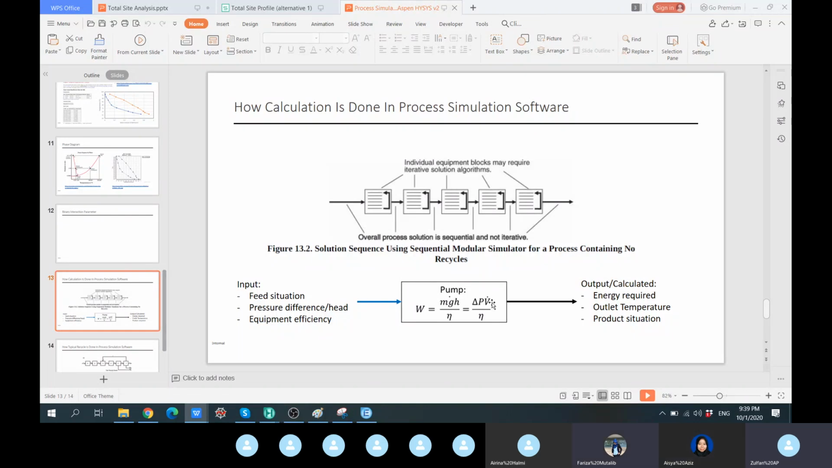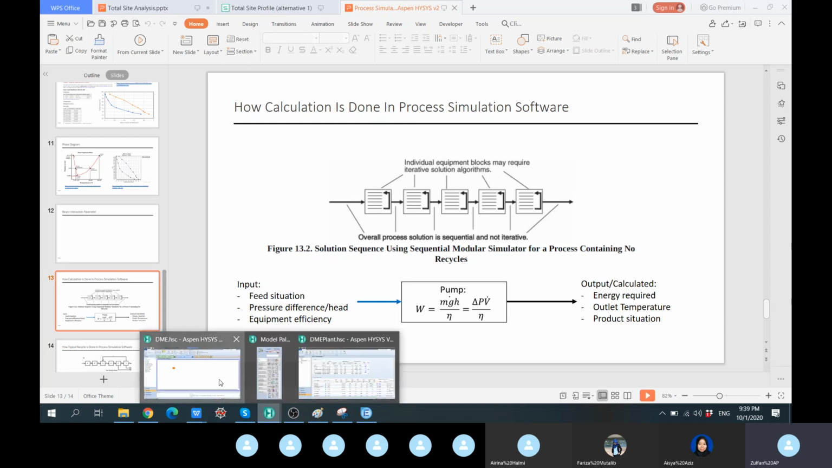Yes. Yeah, so in this case, for example, I put here, we know the feed situations, and then we need to put the head or the delta P, and then we need to put the equipment efficiency. So we have the feed flow rate, we put delta P, we put efficiency, hence we can calculate the W, which is the outlet energy required. And then from this energy required, it will calculate for us the outlet temperature, and then the remaining product situations.